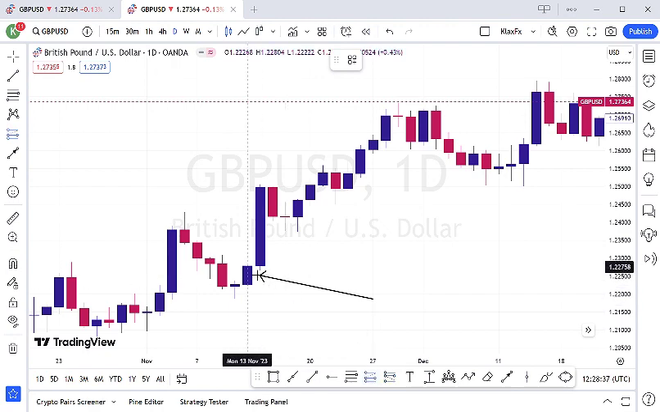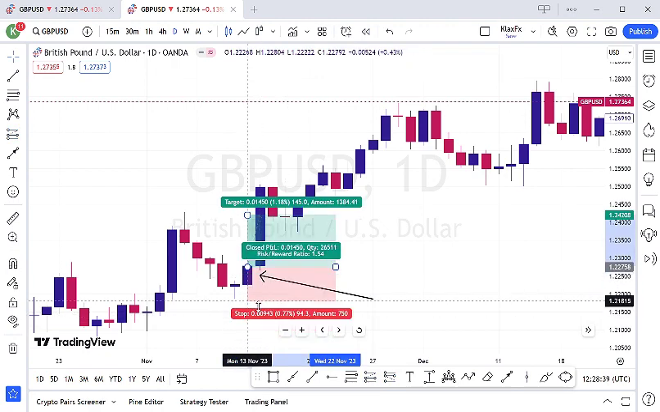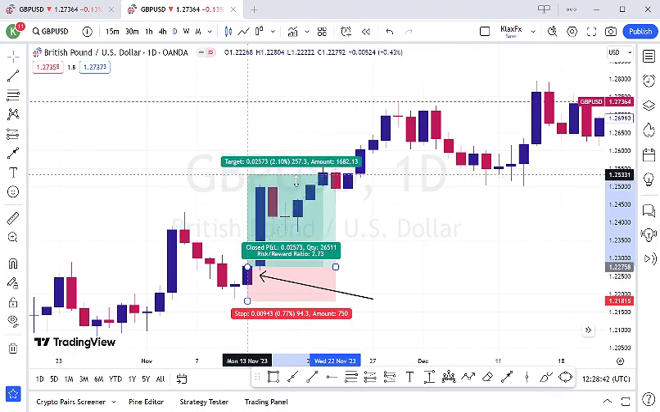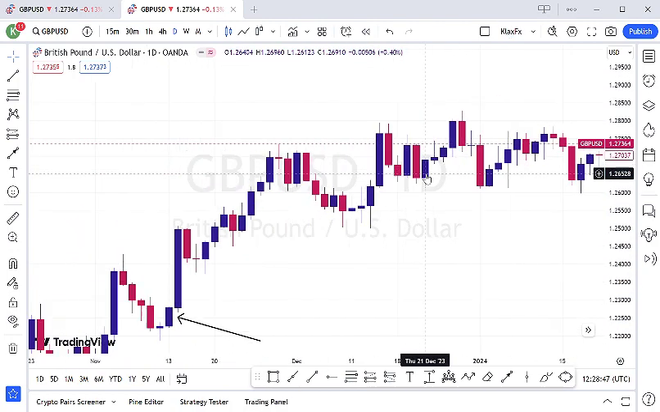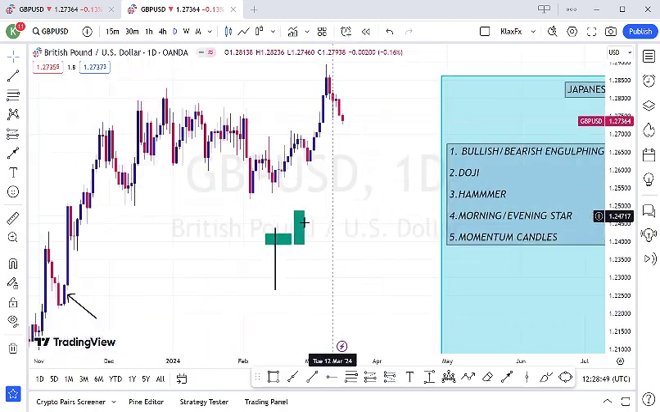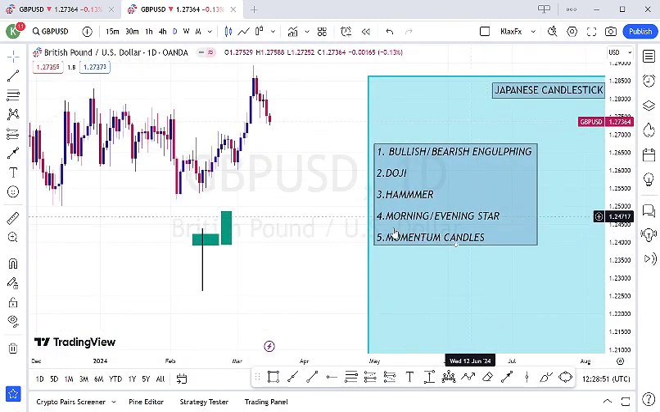If you enter this trade from here, your stop loss just below the hammer, then you target at least 1 to 3 of that candlestick pattern. You get? So the next candlestick we are going to look at is called the morning or the evening star.